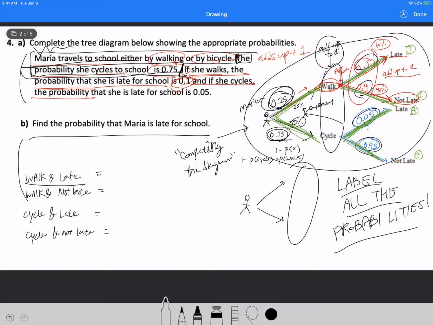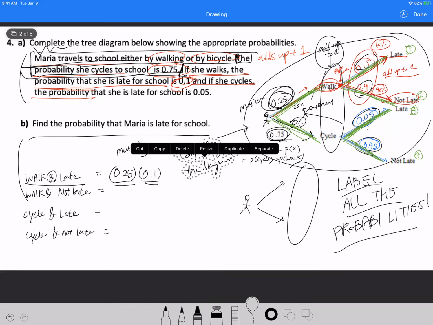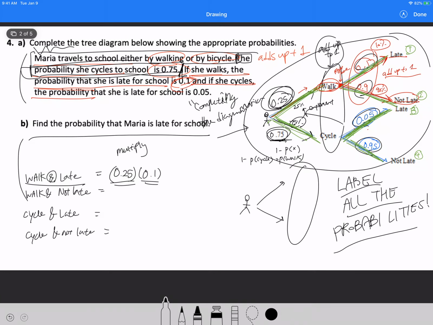So how do I find the probability for the very first one? Well, the probability that she walks is 0.25 and the probability that she ends up being late is 0.1. What I'm going to do with those two probabilities is simply multiply, because it's an AND situation. This is happening after certain things are happening. You always multiply them. So 0.25 times 0.1, if you type that in your calculator, you get 0.025, which is translated as 2.5%.